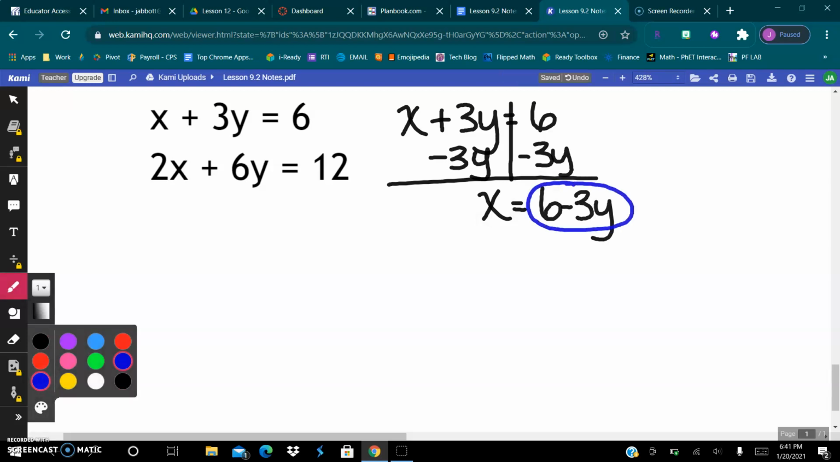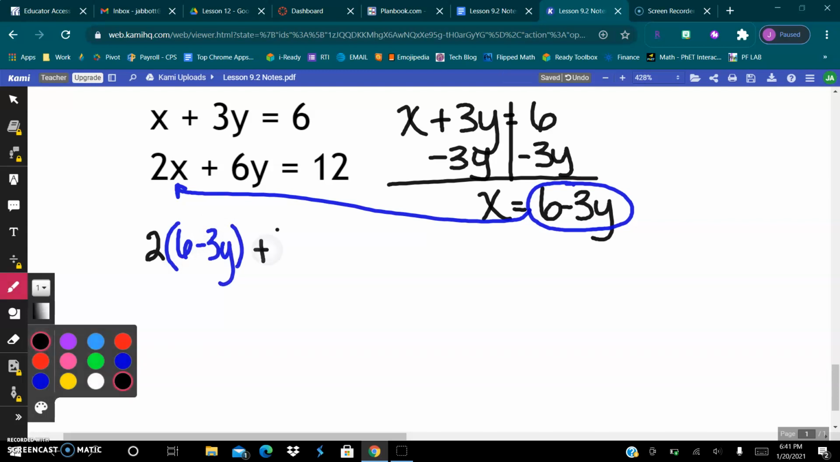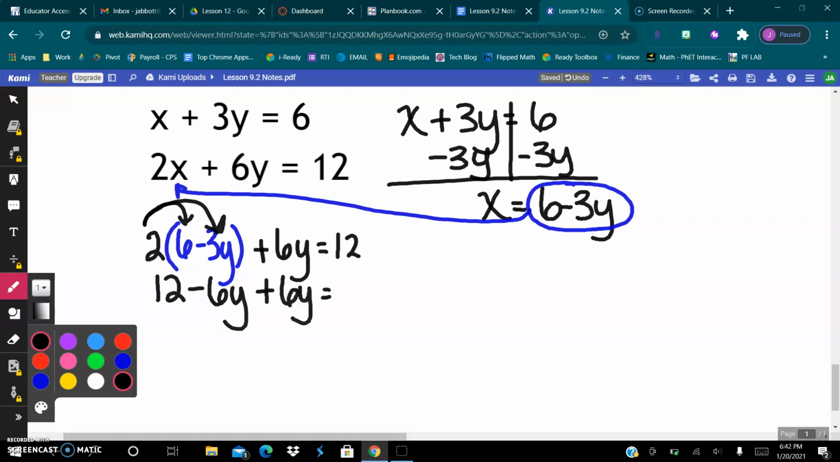So I'm going to take that and replace the x in the other equation. So I'm going to have 2, and then our x value is 6 minus 3y, and copy down the rest, plus 6y equals 12. And now we have to simplify. So this 2 out front means I have to distribute. So 2 times 6 is 12. And 2 times negative 3y would be negative 6y, plus 6y equals 12.